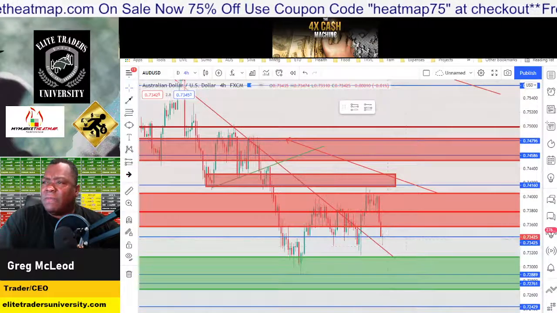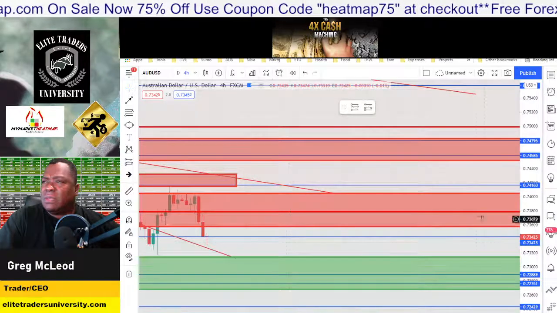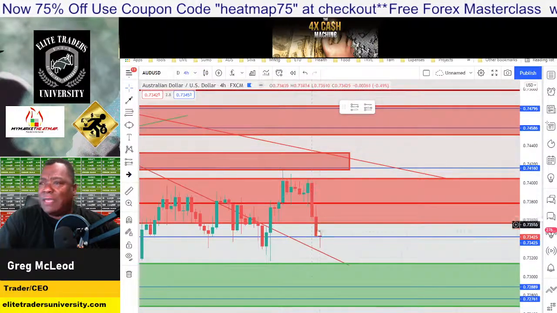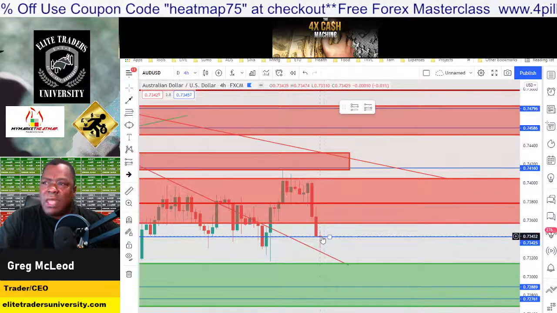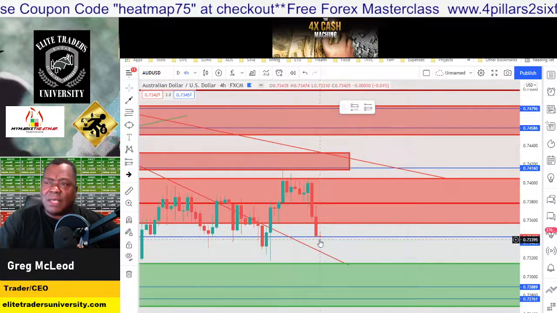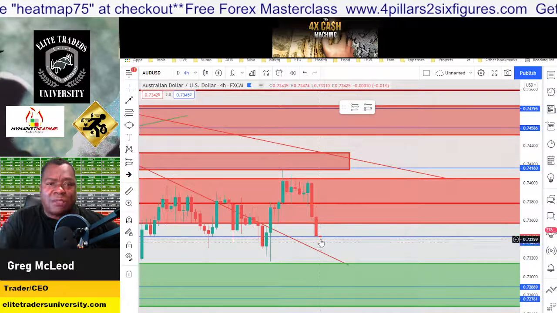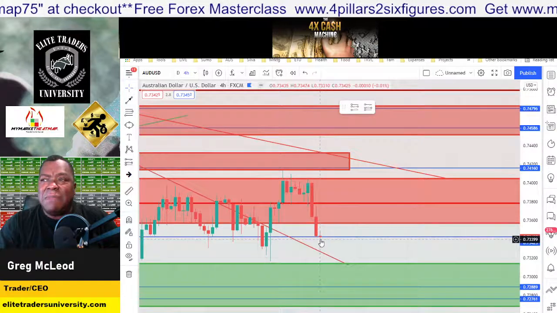Because see here, this is bullish, right? Well, Greg, I see two red candles. How can this be bullish? It's this last candle here. This is a doji. And a doji is a candlestick that's like a cross, like a T. And it means indecision.